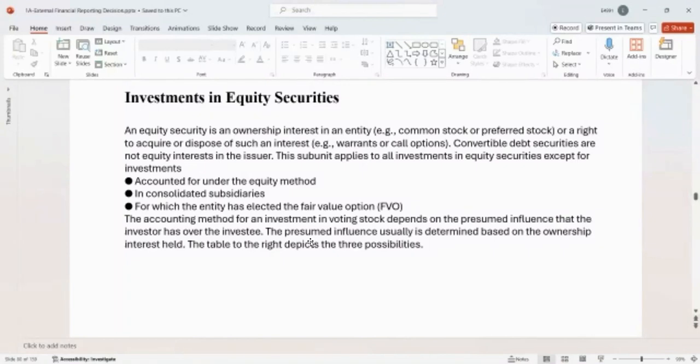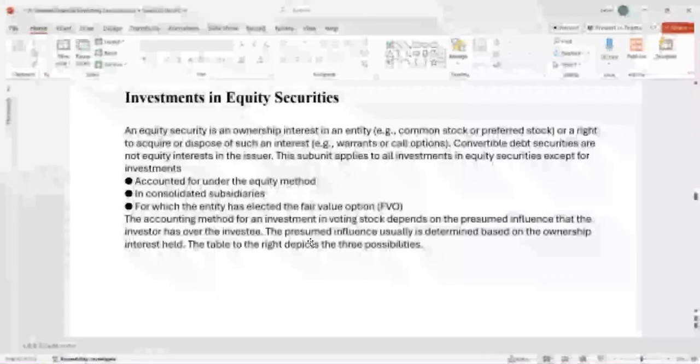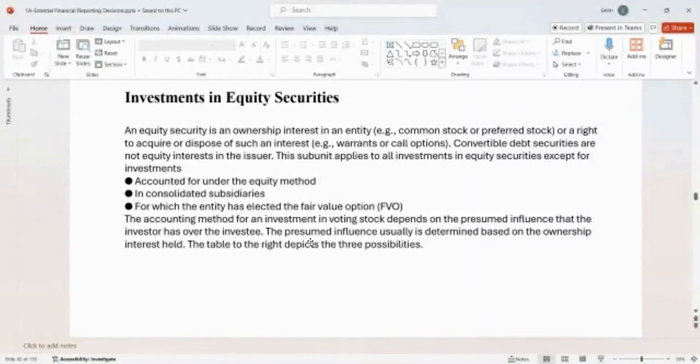The accounting method for an investment in voting stock depends on the presumed influence that the investor has over the investee. The presumed influence usually is determined based on the ownership interest held. The table to the right depicts the three possibilities.